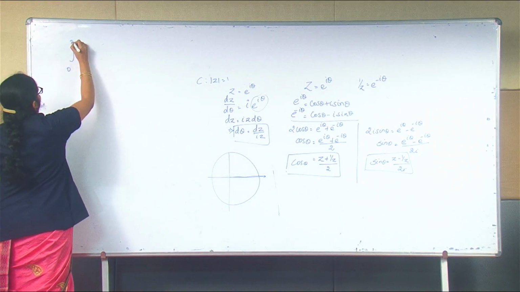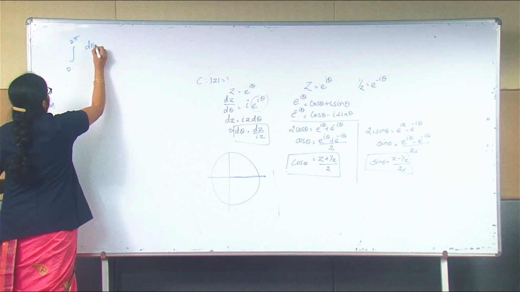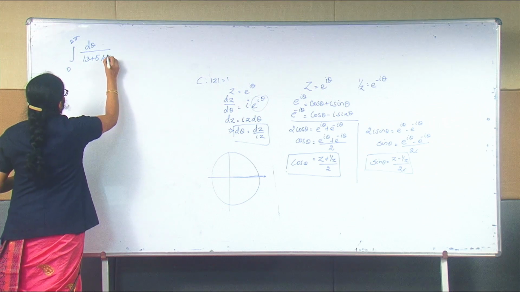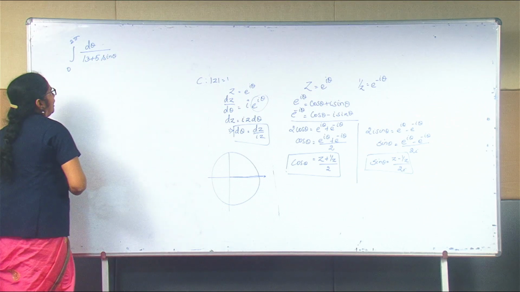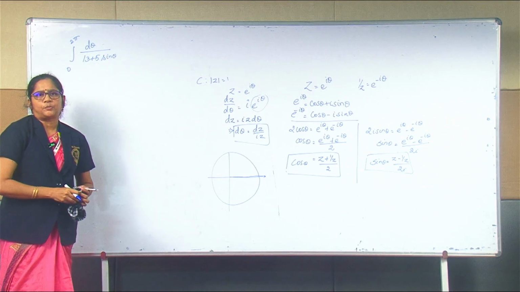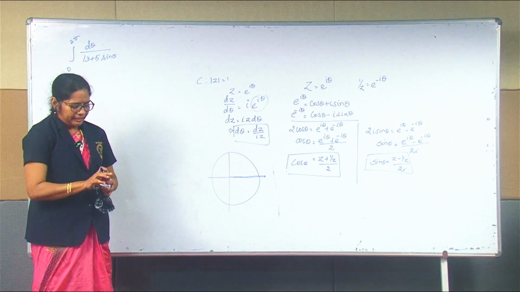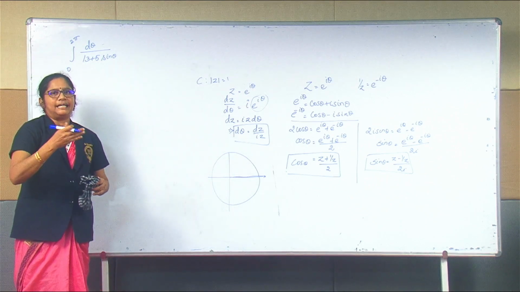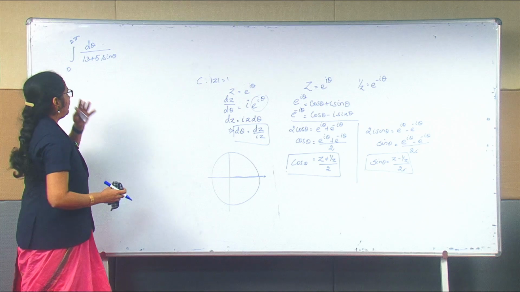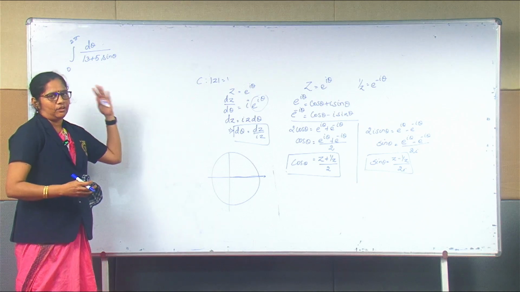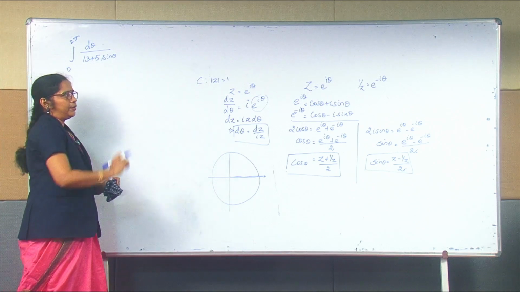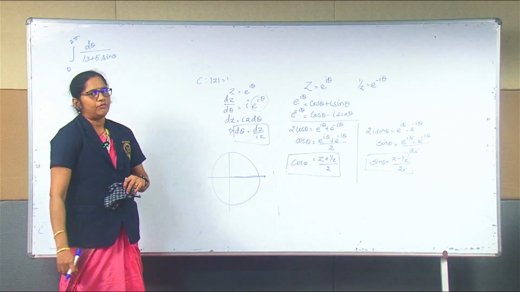Integral 0 to 2 pi d theta by 13 plus 5 sin theta. So you may ask, is it difficult to solve this problem in real integration? Yes, this problem is not easy to solve by using the direct methodology, because the substitution methodology and most of the basic methodology won't work out. So that's why we are using the help of contour integration.